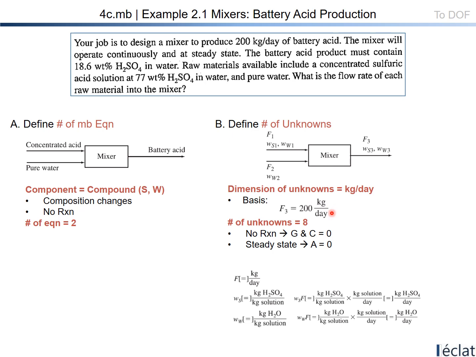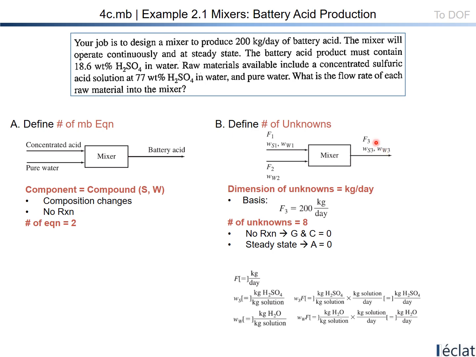And how about the number of unknowns? There is no reaction, so generation and consumption equal 0, and at steady state accumulation is 0. So no system variables in this system. So we can focus on the stream variables. For the streams, usually flow rates are defined and also their compositions are defined. So 3 flow rates, F1, F2, F3 for stream 1, stream 2, stream 3 respectively, and also compositions: sulfuric acid and water for stream 1, only water for F2 or stream 2, and sulfuric acid and water compositions for stream 3.